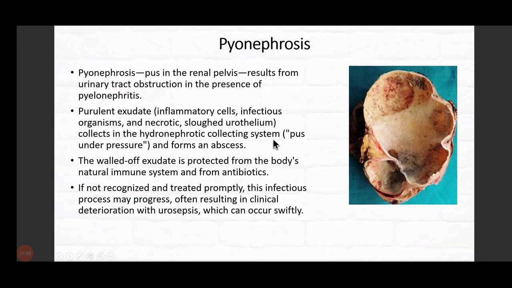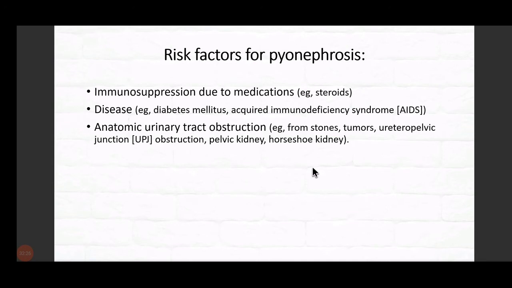So there is always pus under pressure, or it is an abscess of the kidney. There is an abscess of the collecting system. Okay. So this is walled off. This is already walled off because stone is here, and this is all walled off because of the kidney capsule and the surrounding renal fascia. It requires urgent treatment because if it progresses, it will lead to urosepsis or may add to the mortality of the patient. What are the risk factors?